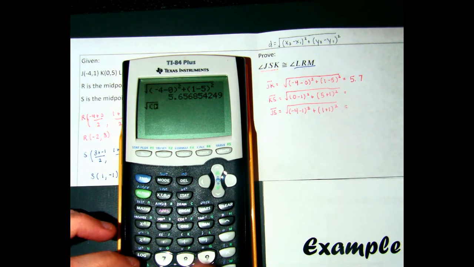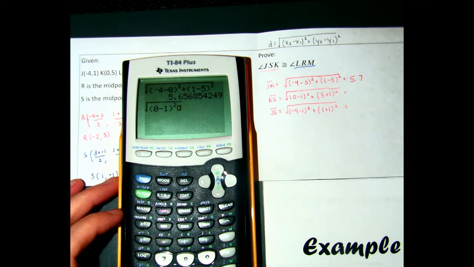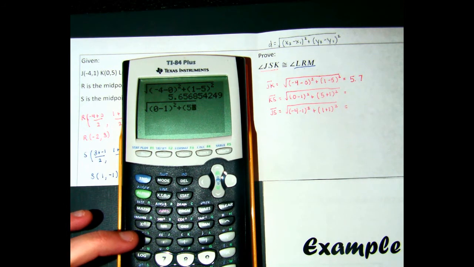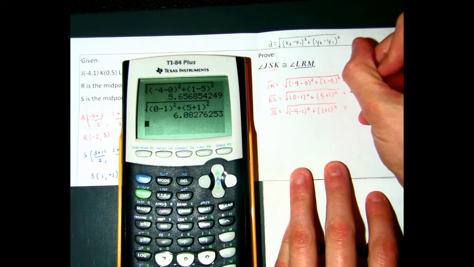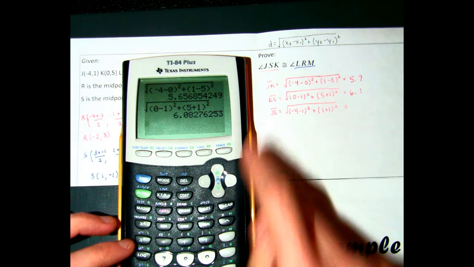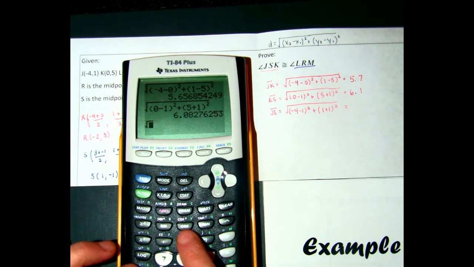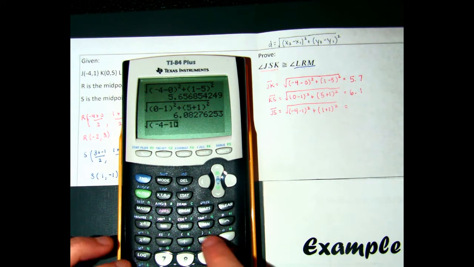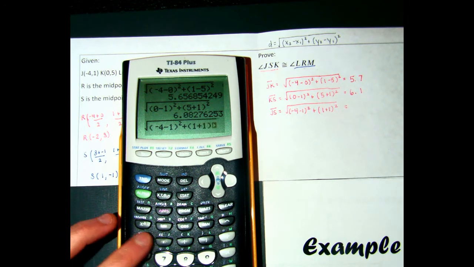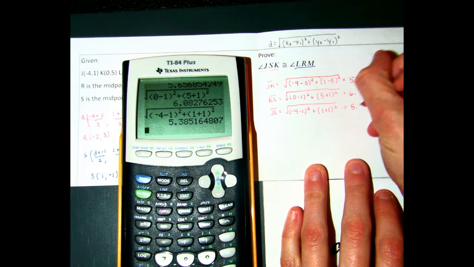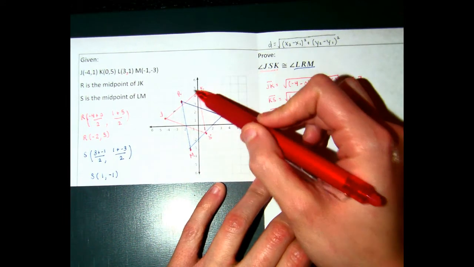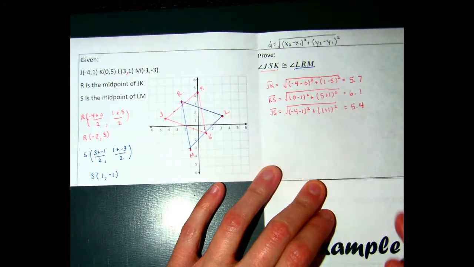So again, KS, I've got 0 minus 1 squared plus 5, might help if I put it in parentheses, 5 plus 1 squared. And this one, rounded to the nearest tenth, is 6.1. And JS, square root of negative 4 minus 1 squared plus 1 plus 1 squared. And again, rounded to the nearest tenth is 5.4. Right, so here are 3 lengths for this triangle. Let's find the lengths for LRM and see if they're the same.